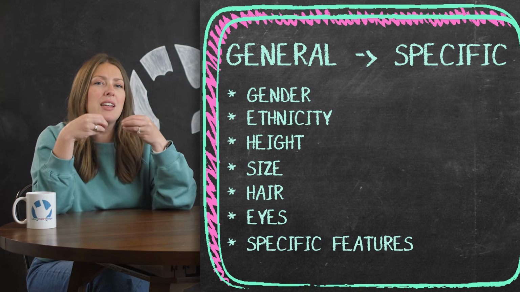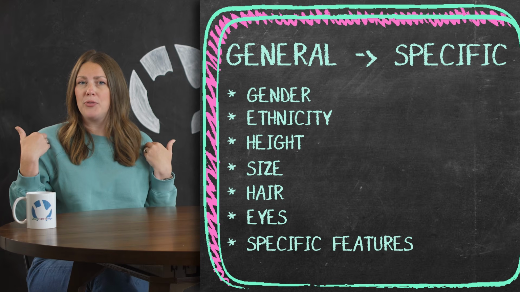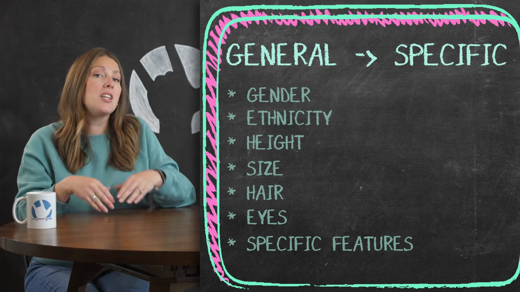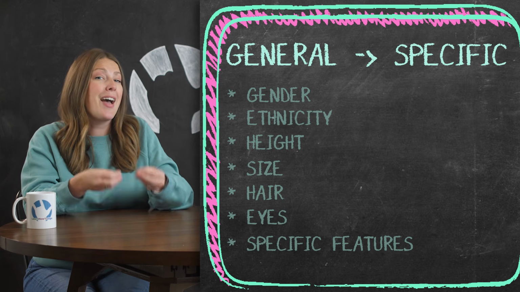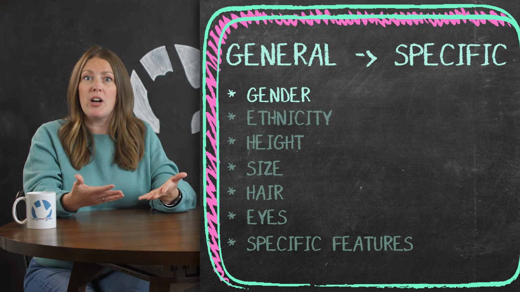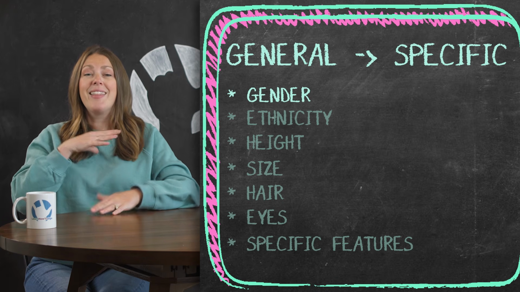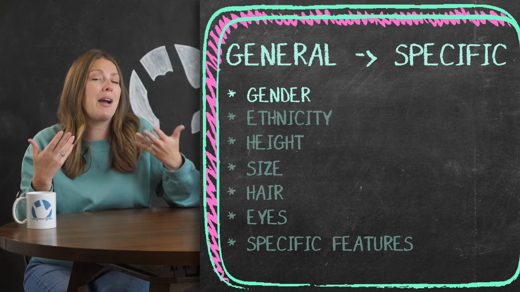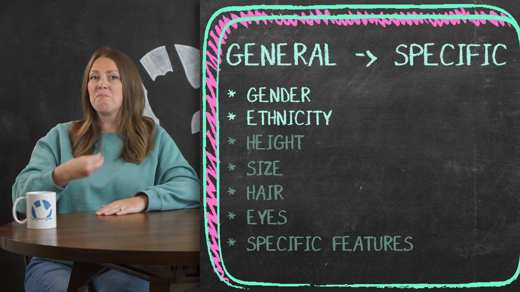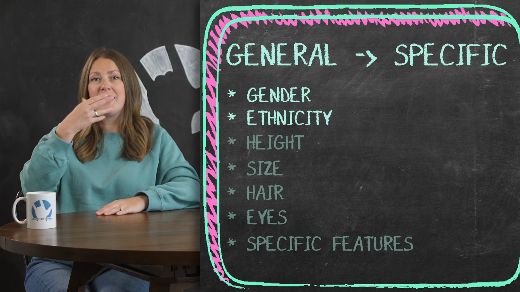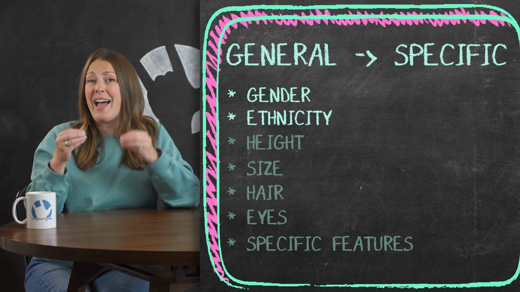So let's break this down, describing myself. First, I'm going to do what? I'm going to say what gender I am. A woman. Then I'm going to do my ethnicity. Caucasian. Then I'm going to do my height.